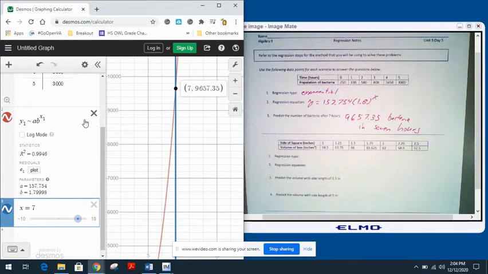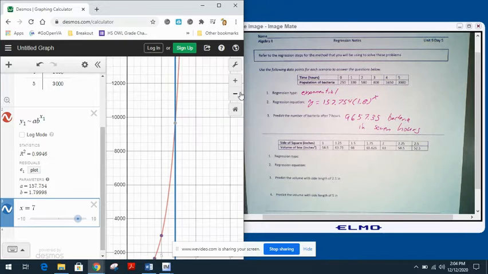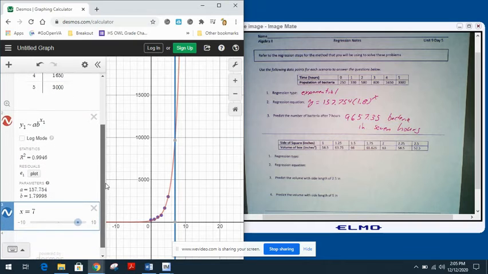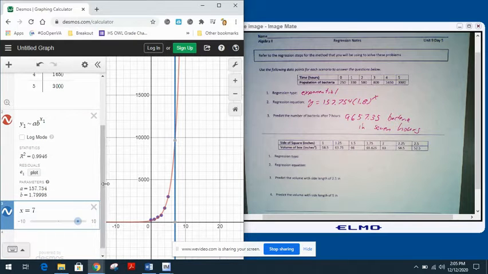Now, there are some limitations. Obviously, bacteria does grow, but eventually it probably wouldn't be exponential forever. It would eventually have kind of a cutoff point, and you can't usually have pieces of bacteria. It's a whole bacteria. So there are limitations to these models, but it kind of gives us an idea of where things are going.